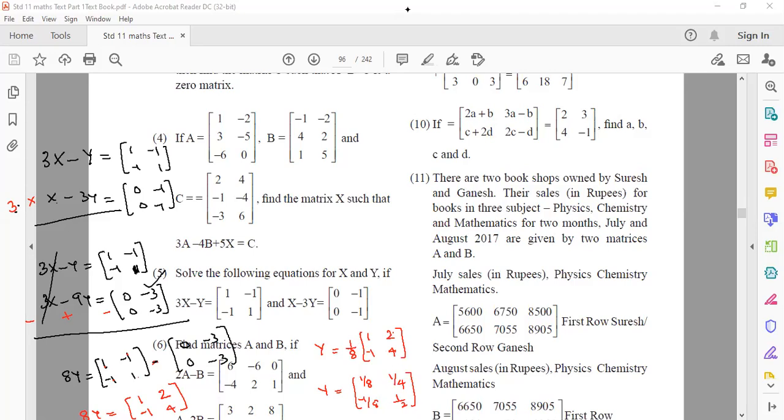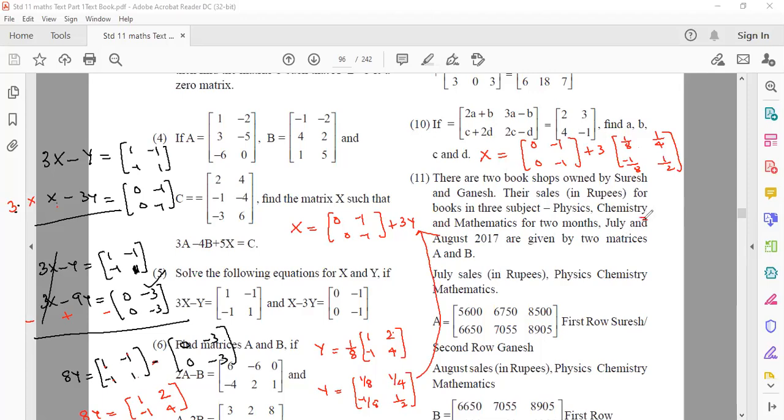Now we have to find x value. So x you can take from one of the equations. Let's take the second equation. X is equal to [0, -1; 0, -1] plus 3y. Now put this y back here. So x is equal to [0, -1; 0, -1] plus 3 times [1 by 8, 1 by 4; -1 by 8, 1 by 2].